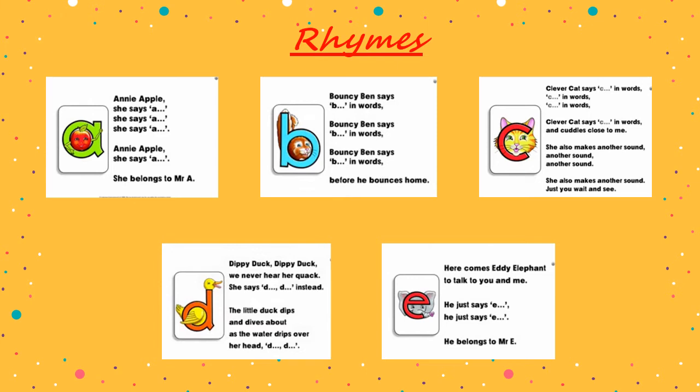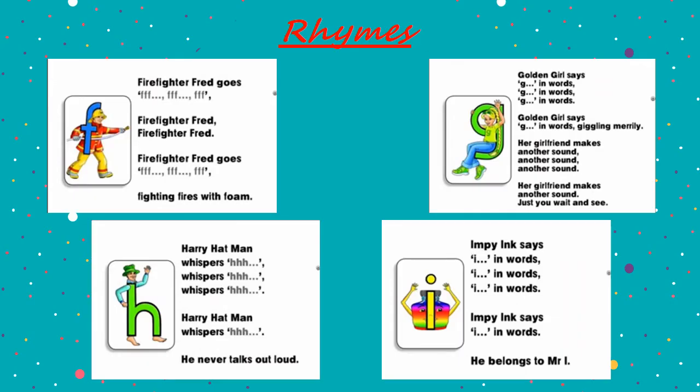Here comes Eddie Elephant to talk to you and me. He just says eh, he just says eh, he belongs to Mr. E. Wonderful. Now the next rhyme is of Firefighter Fred. Listen carefully, children, okay?